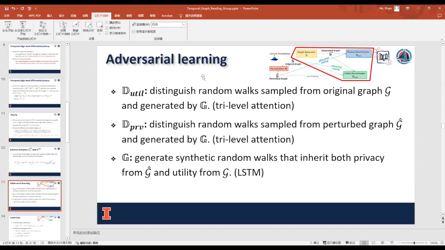This adversarial network consists of 2 discriminators and 1 generator. The first discriminator is to preserve the utility from the original graph, and tries to distinguish the random walks sampled from our original graph and those generated by the generator. The second discriminator is a privacy-preserving discriminator that tries to distinguish the random walks sampled from the perturbed graph and those generated by the generator. And finally, the graph generator tries to generate synthetic random walks that inherit both privacy from the perturbed graph and utility from the original graph.